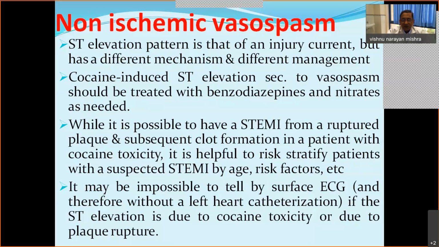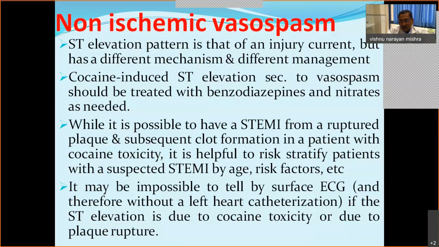While it is possible to have a ST elevation MI from a ruptured plaque and subsequent clot formation in a patient with cocaine toxicity, it is helpful to risk stratify a patient with a suspected STEMI by age, risk factors, etc. It may be impossible to tell by surface ECG, and therefore, without a left heart catheterization, if the ST elevation is due to cocaine toxicity or due to a plaque rupture.